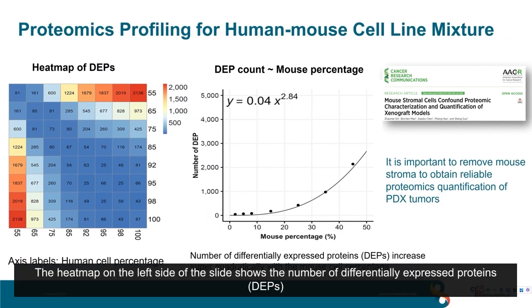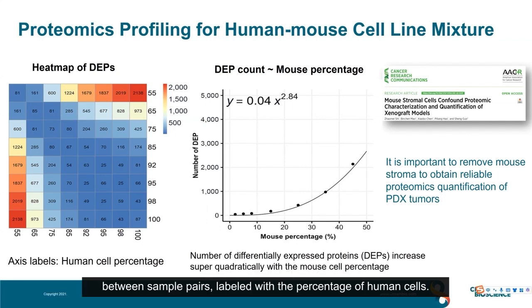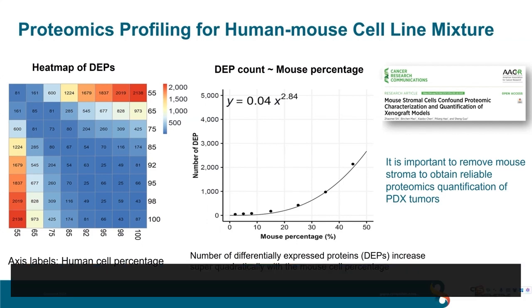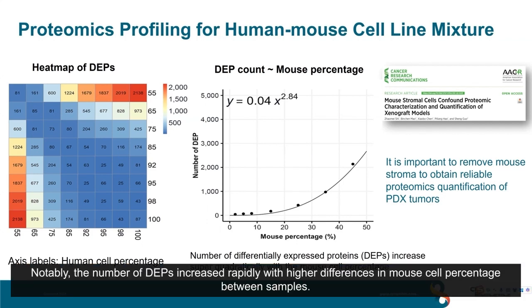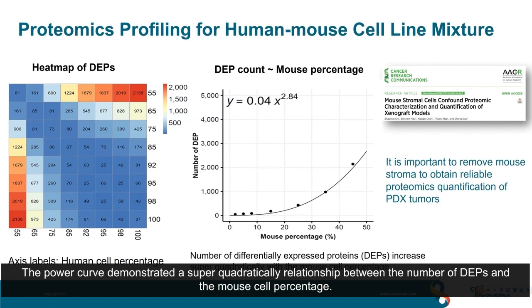The heat map on the left side of the slide shows the number of differentially expressed proteins, or DEPs, between sample pairs, labeled with the percentage of human cells. Notably, the number of DEPs increased rapidly with a higher difference in mouse cell percentage between samples. The power curve demonstrated a superlinear relationship between the number of DEPs and the mouse cell percentage.